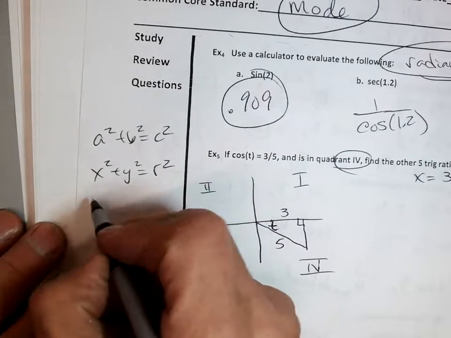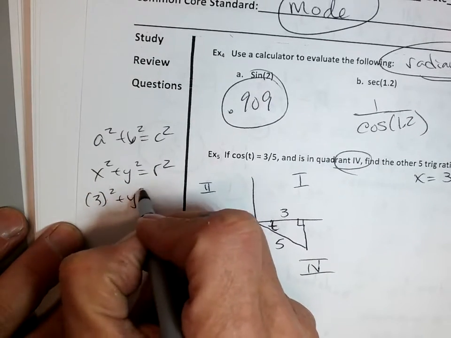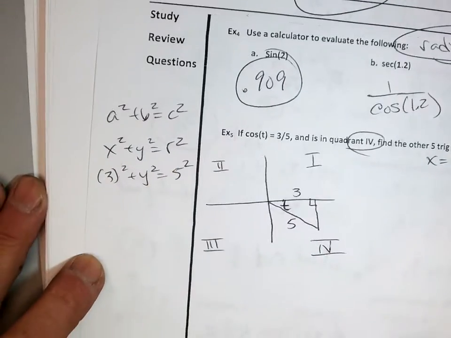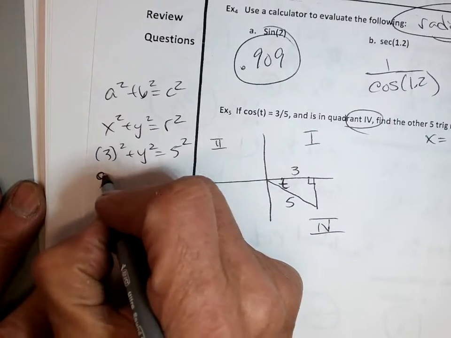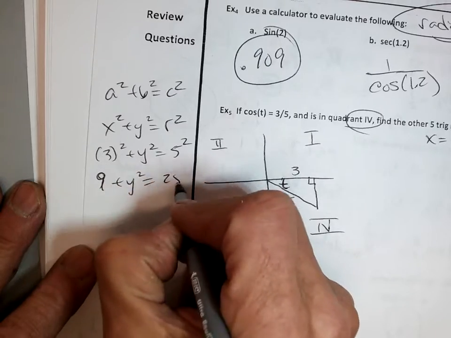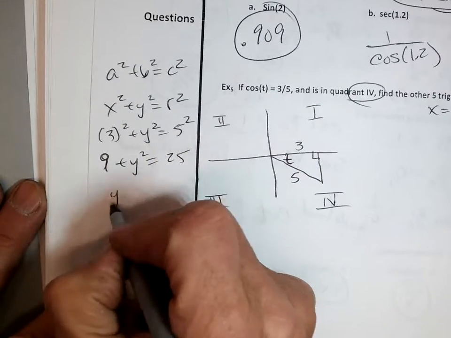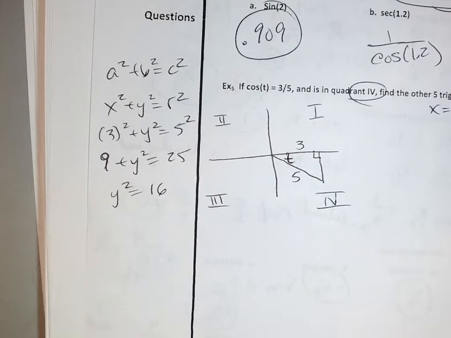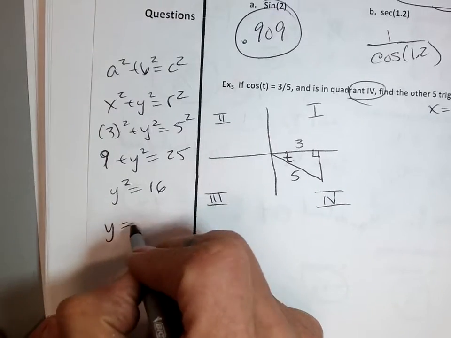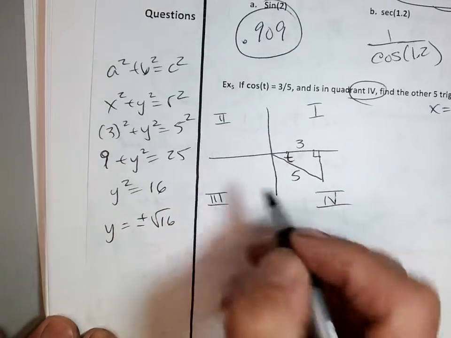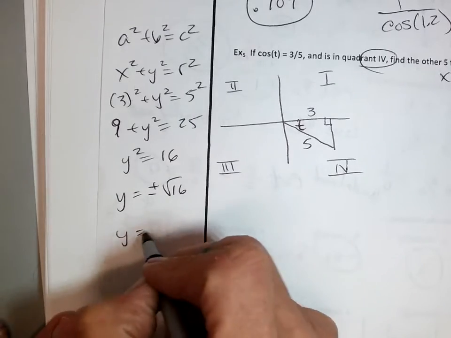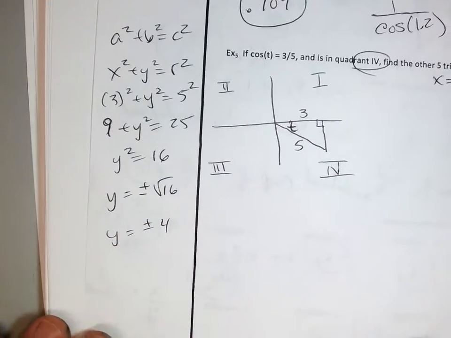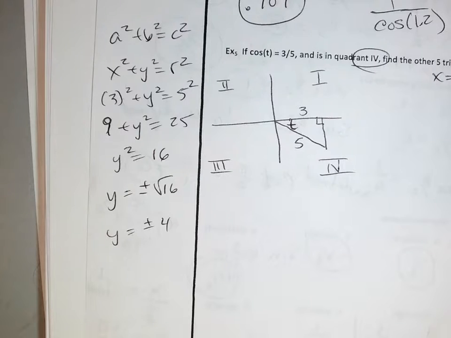So we're going to go 3 squared plus y squared equals 5 squared, right? 9 plus y squared equals 25. I've got y squared equals 16 because I subtracted 9, right? Now, how many answers? 2. So y is equal to plus or minus the square root of 16, or y is equal to plus or minus 4. Now, is it really 4? It's actually negative 4.